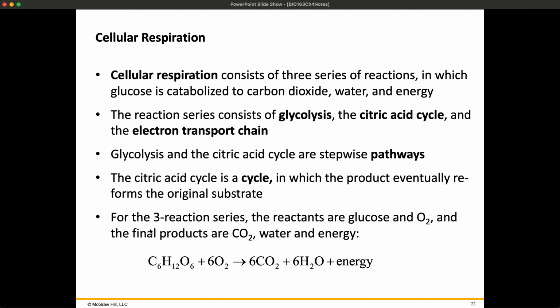And then this is just summarizing that reaction again. You have your substrates on this side, glucose and oxygen, and you're forming carbon dioxide, water, and energy.